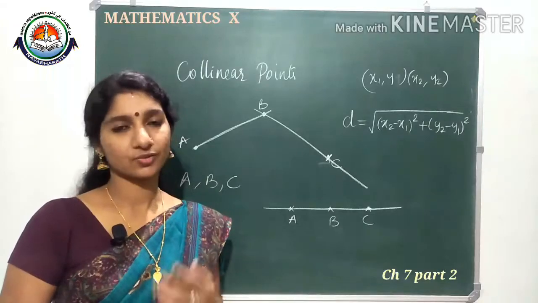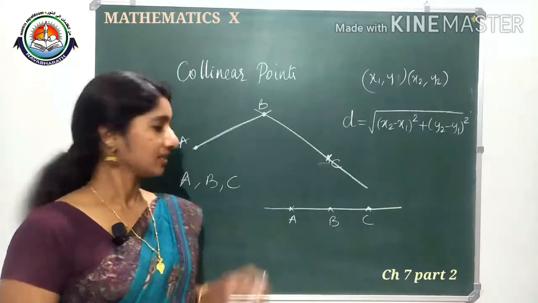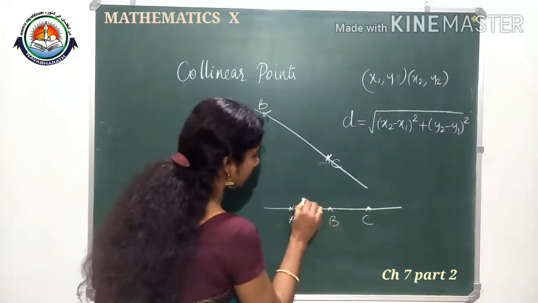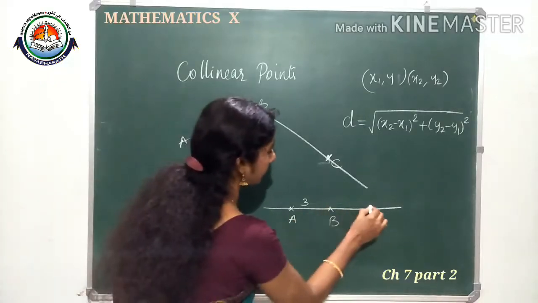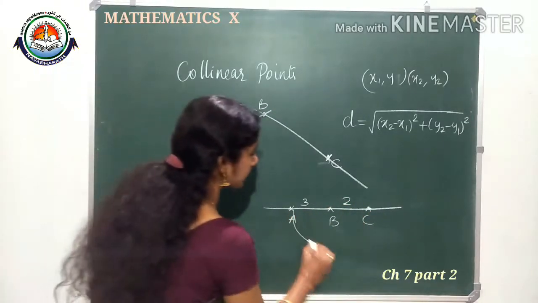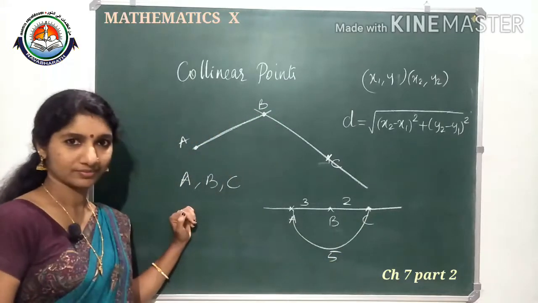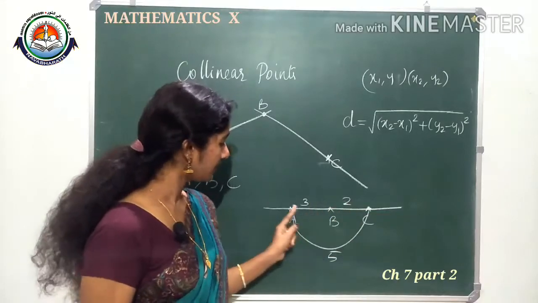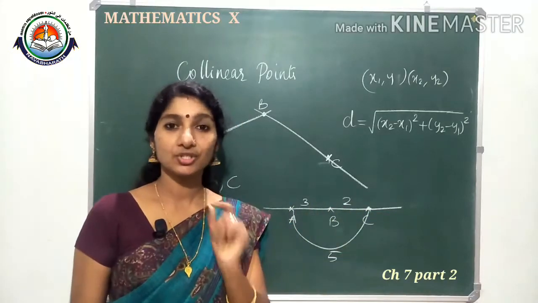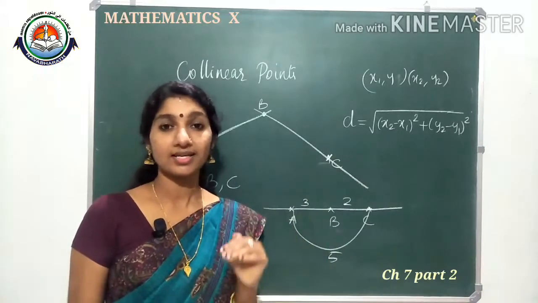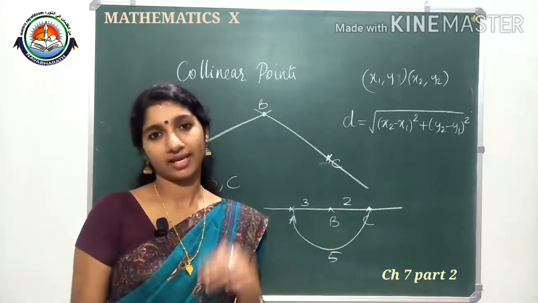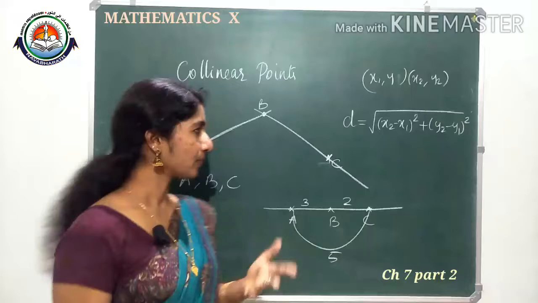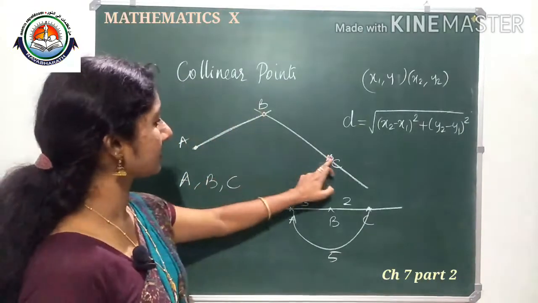So, by using the distance formula, how can we prove 3 points are collinear points? Suppose we got the distance from A to B as 3, B to C as 2, and the distance from A to C as 5. Then AB plus BC is 5 and AC is also 5. Then it is sure A, B, C lie in the same line, or we will say A, B, C are collinear points. Got it?